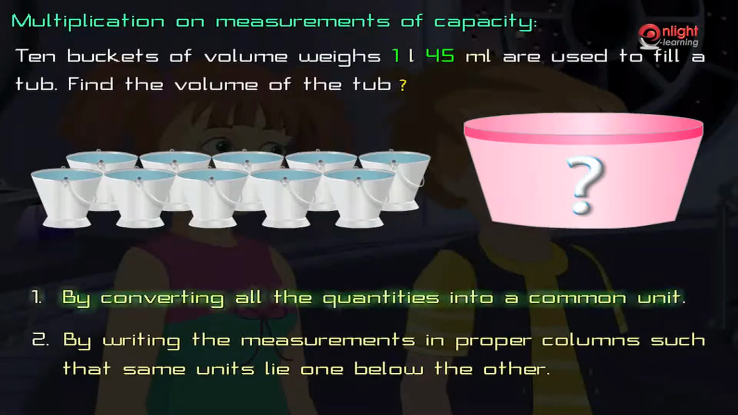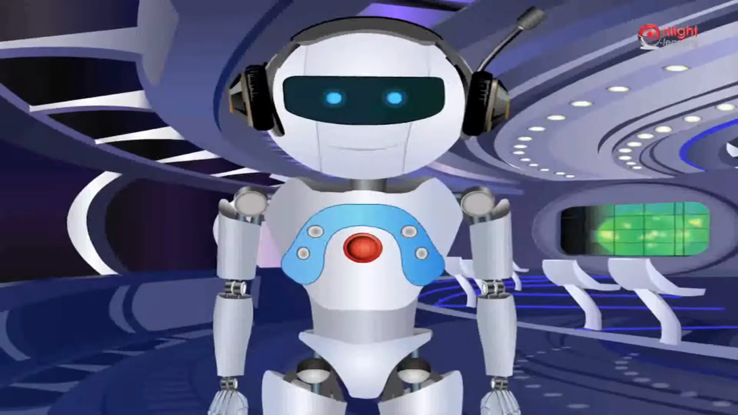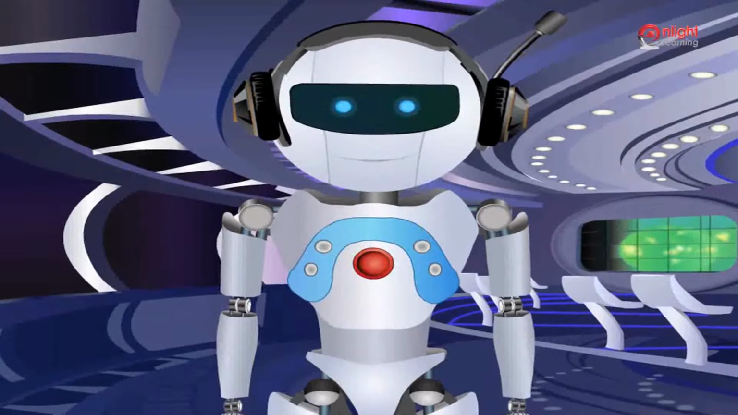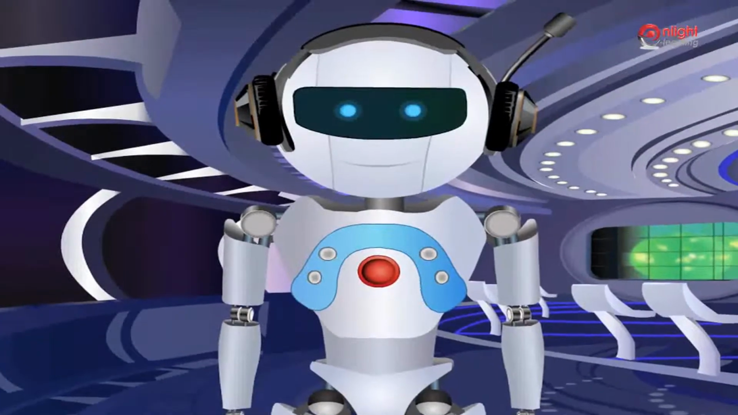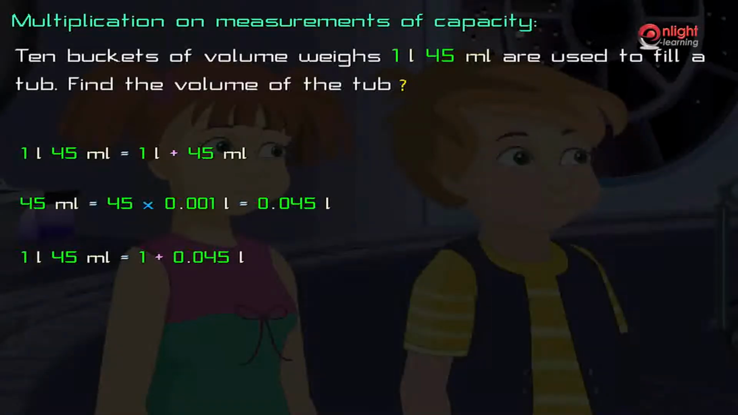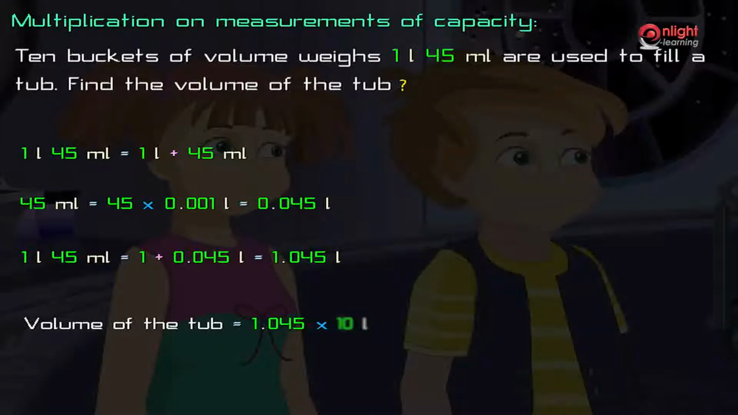Let us first employ the method of expressing in common units to solve this problem. In this method, all the quantities are expressed in a single unit. Let us express in liter. Hence, expressing volume of the bucket, 1 liter 45 milliliters is equal to 1.045 liters. As all the measurements are expressed using the same units, we can multiply. The volume of the tub is equal to 1.045 into 10 is equal to 10.45 liters.